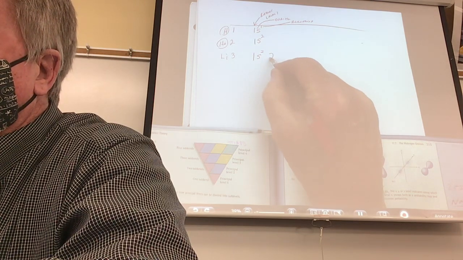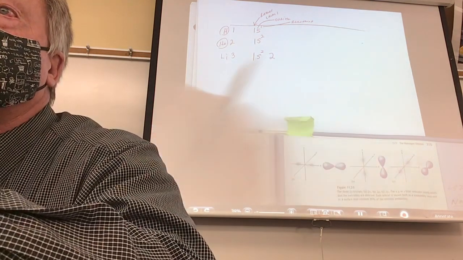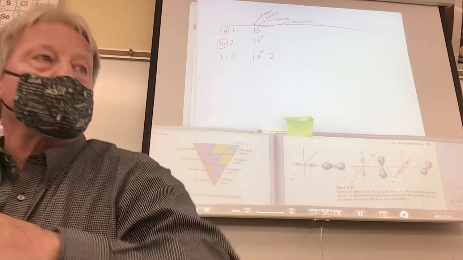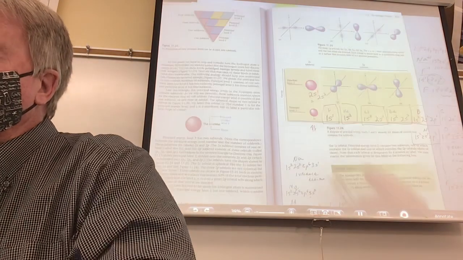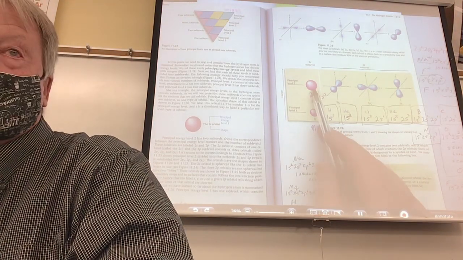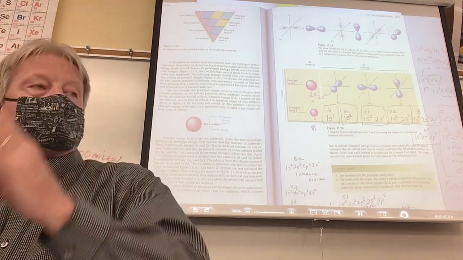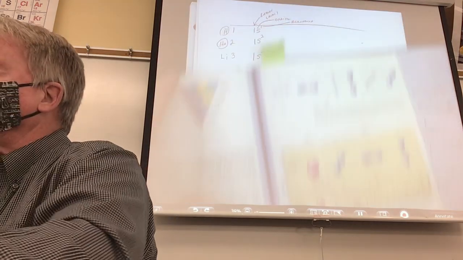So he goes up there to the second level. Hey, I'm in the second level. Where are you going to put my car? We got a nice little place there called an s orbital. Wait, I thought you had a 1s. Yeah, but this is a 2s orbital. Here's a 1s orbital, but in the second energy level, we got a bigger s orbital called 2s. Oh, okay, I'll go there. Park my car there.